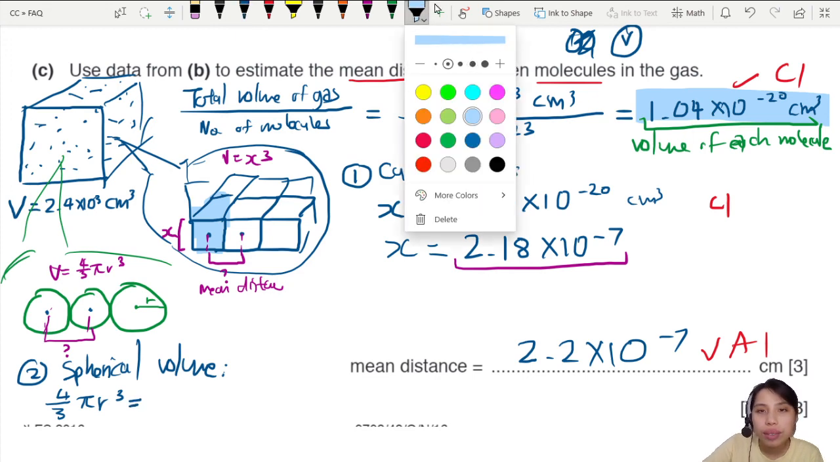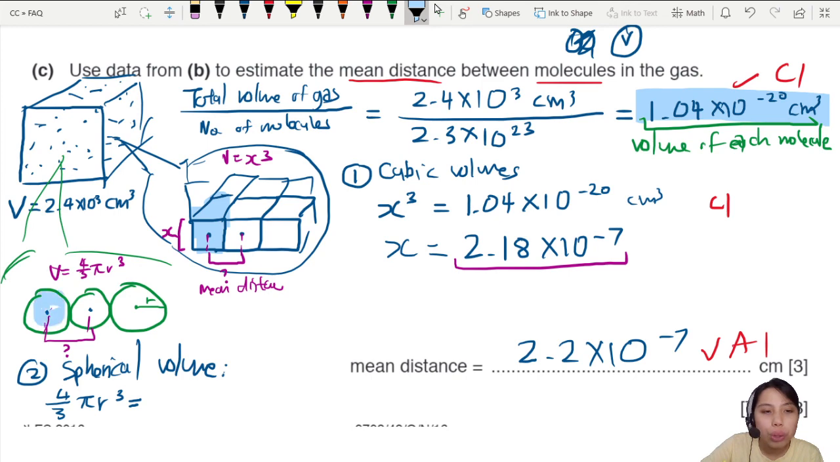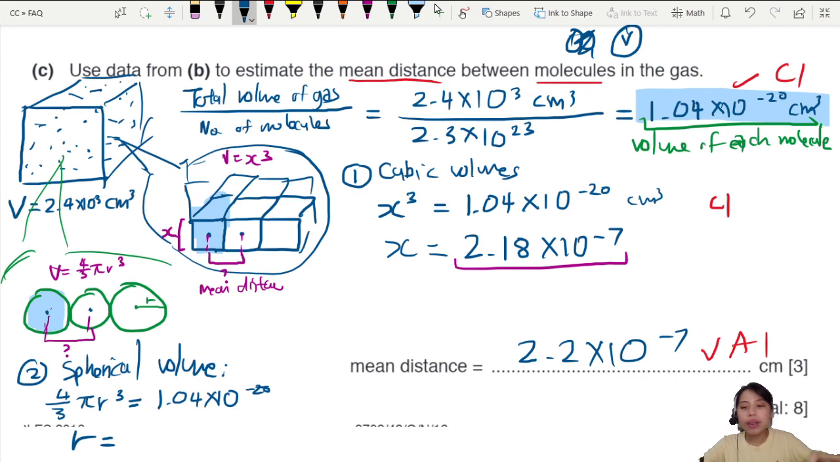Let's color it. You know the volume of one sphere, so you can probably find the radius. So this will be 1.04 times 10 to the negative 20. Let's find the radius. You press the calculator, and you should get a radius of about 1.354 times 10 to the negative 7.